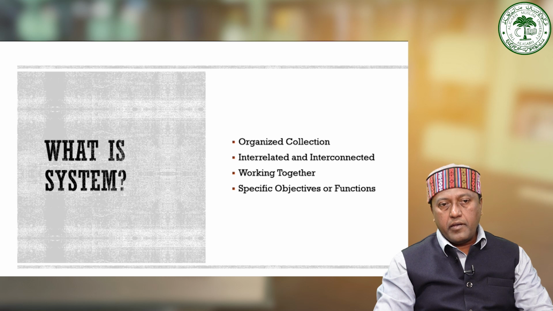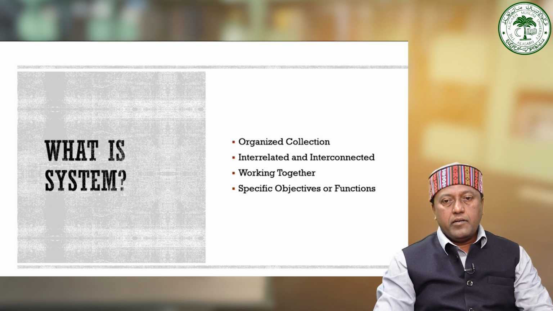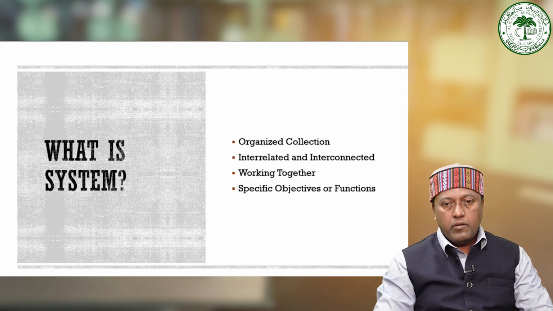And the last thing, there should be a specific objective or function. Otherwise, it will be of no use. So how it can be applied to a car is that basically the car is used to transport people or goods from one place to another efficiently and safely. Other functions may include providing comfort, convenience, and entertainment to passengers. So, this is how briefly a system can be understood.